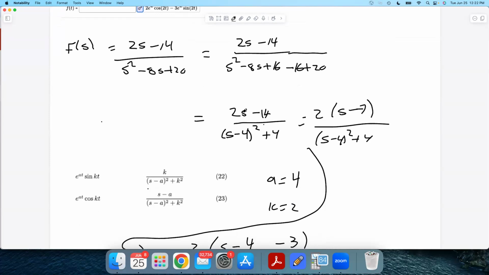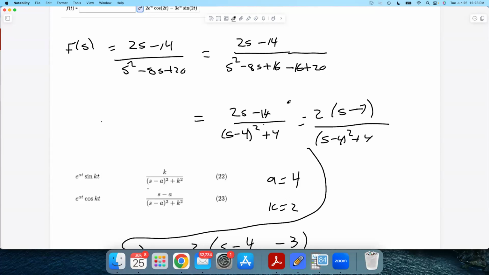Because I've got an s on top, that's going to give me a cosine. Plus, I've got this constant on top, that's going to give me a sine. But I need to fit these forms exactly. So first, I'm going to identify my a. My a is that guy where it's s minus a right there. So a is 4. And then this one here, that's k squared. So k is 2.